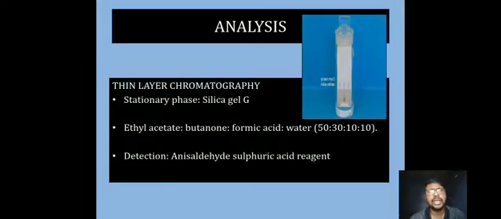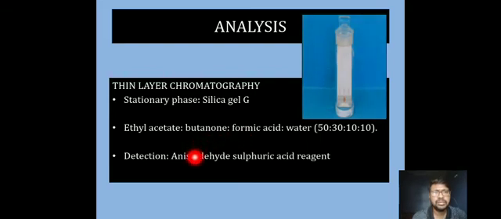Next, coming to the analytical part, the analysis of rutin. It is mainly analyzed with the help of thin layer chromatography, as shown in the figure. The thin layer chromatography plate is made up of silica gel. The stationary phase is silica gel G, and the mobile phase consists of ethyl acetate, butanol, formic acid and water in the ratio 50:30:10:10.